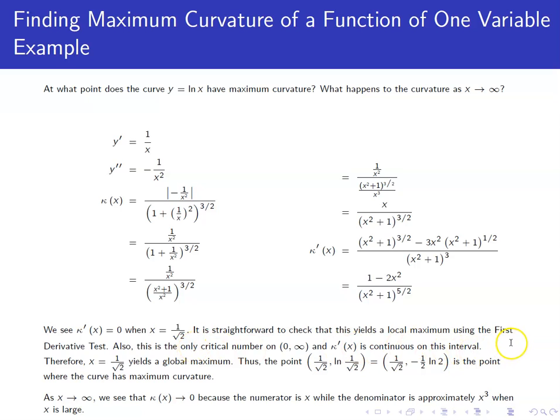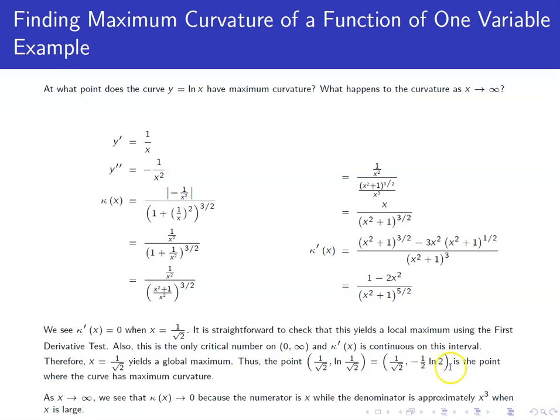You can check that this is a local maximum by using your first derivative test. The derivative is positive to the left of 1 over root 2, and it's negative to the right of 1 over root 2, so we really did come to a maximum. It's also the only critical number from 0 to infinity. It's the only one we found on the entire domain of the function. And this function is continuous on the entire interval.